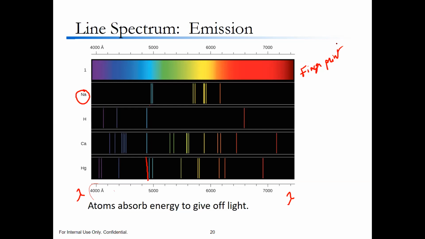Yep, it's unique to that element. So how many elements are there in the periodic table? I don't know, let's say 100, 120, whatever. If I do this to all the elements on the periodic table, are they all going to have the same pattern? Nope. They're all going to have a different pattern, at different wavelengths, with a different number of lines.